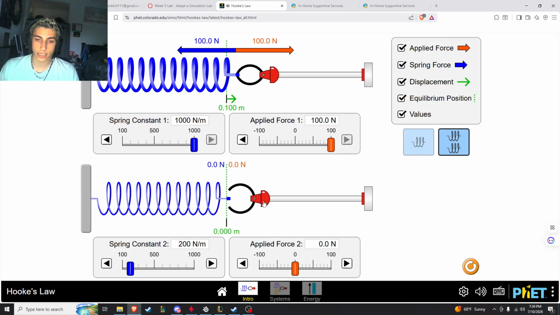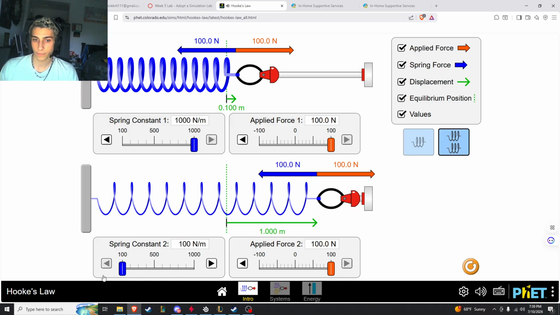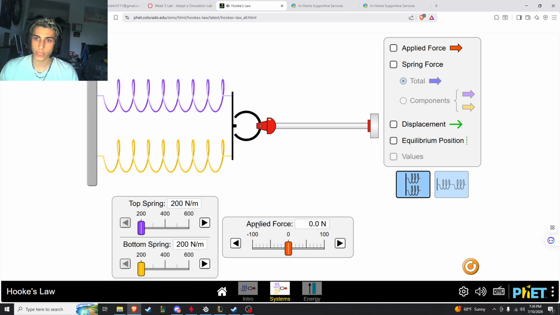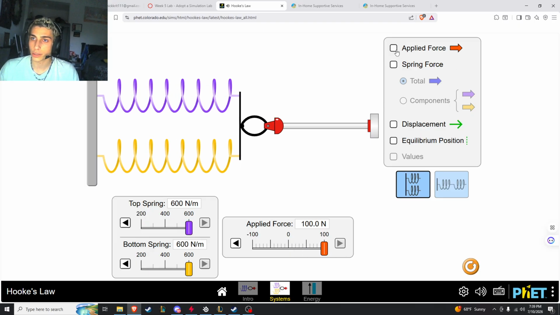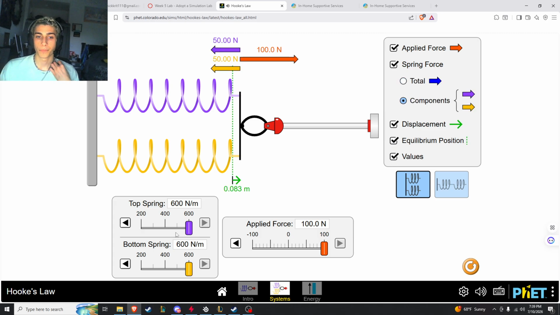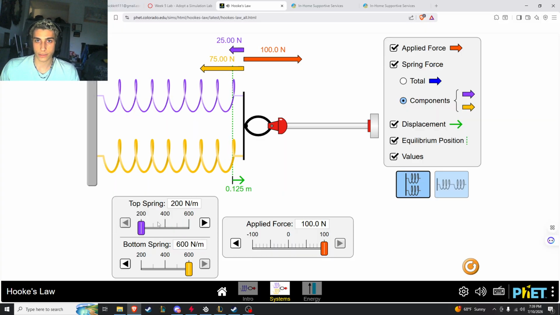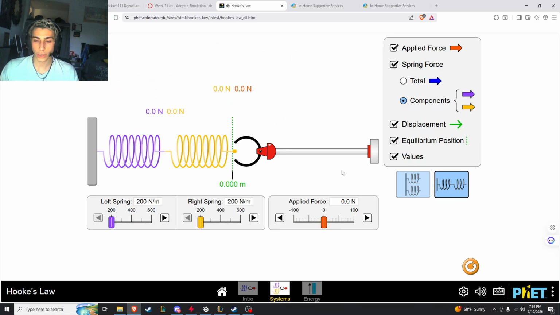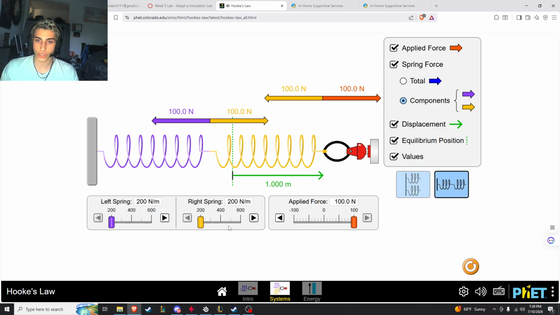And then we have a second spring here that you can use to check with the other one. In this one, we have a top spring and a bottom spring, and when we apply a force, if we turn on the buttons here, applied force, spring force, components, displacement, equilibrium, values, it shows that it's divided by 2 because they have the same newtons per meter in this situation. They have the same spring force. If we lower the spring constant of the top spring, then the lower spring with the higher spring constant is going to have more return force from the applied force that we put onto it. We can also use it in this situation, which just shows the difference in displacement.